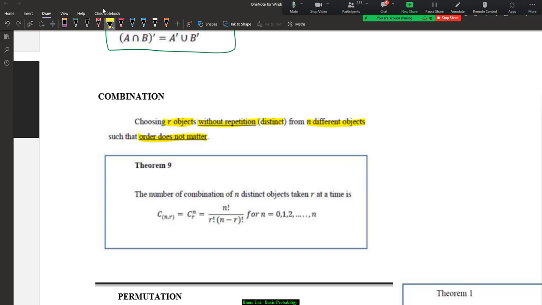This is the theorem for combination: the number of combinations of n distinct objects taken r at a time is nCr. Let's say I have 30 students in a class, and I want to select 5 members as a committee. The first rule is I select without repetition, and the objects, the people in the class, are distinct, meaning different people. So I want to select 5 out of 30, and I'm going to use the combination formula: n factorial divided by r factorial multiplied by (n minus r) factorial, right?